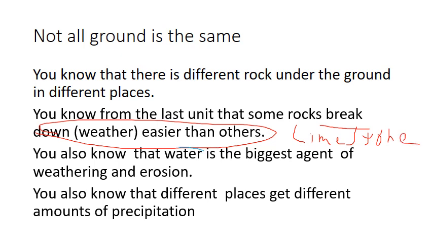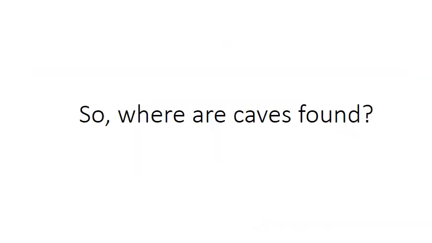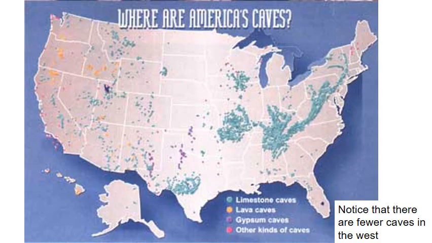Where is a place where we get lots of water, especially a lot of precipitation? Well, that's pretty much back in the east. So if we know a place that has a lot of limestone, and especially that it's back east, it's probably a place where we're bound to find some caves. So where are caves found?